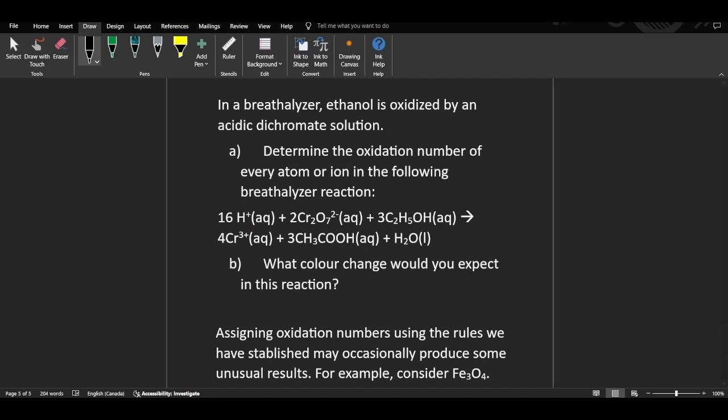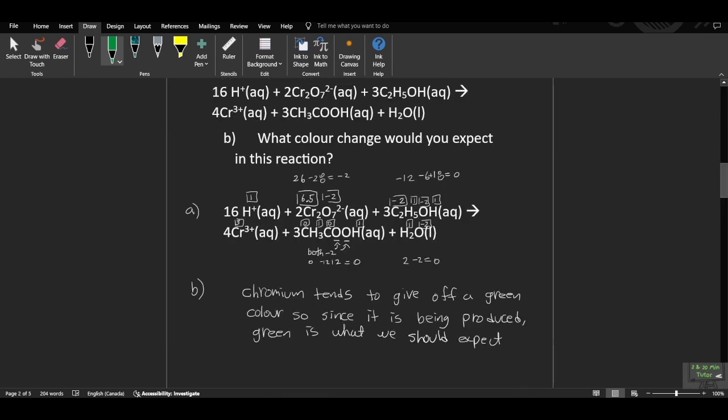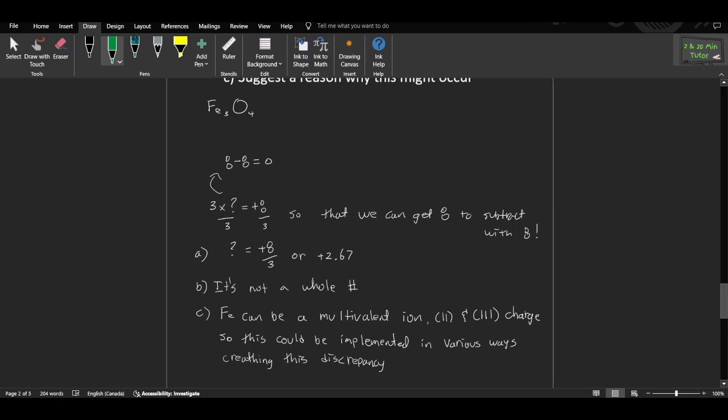Please try these 2 questions on your own. So this here is the first one, and this here is the second question. Please try these on your own. I'll give you the answer shortly. This is the answer to the first question. This is the answer to the second question.